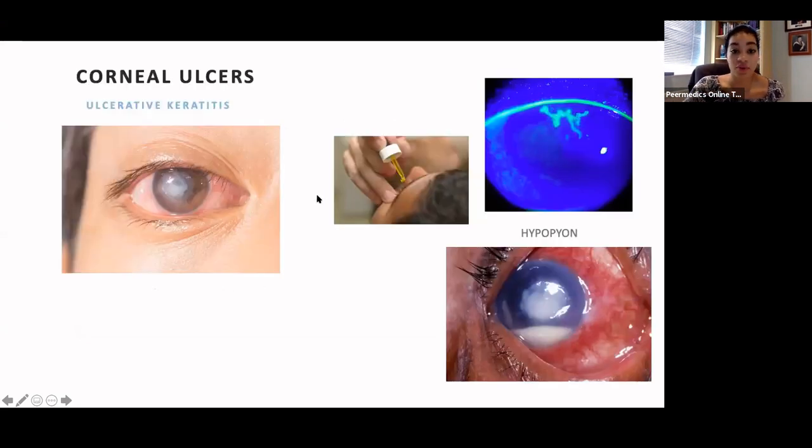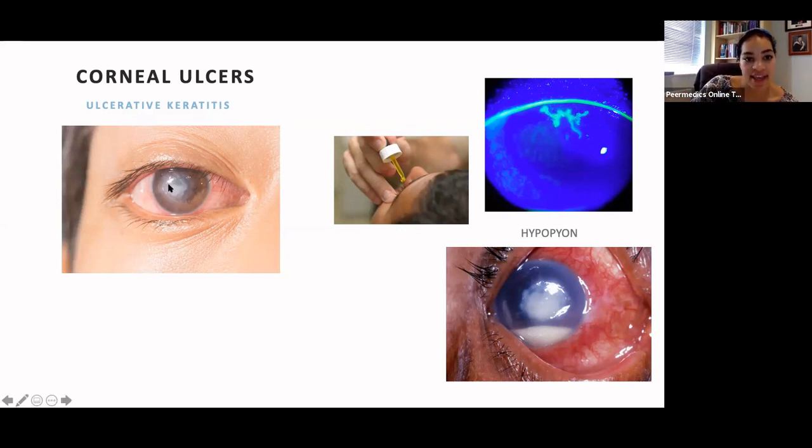Okay, what about ulcers? This is something I don't think was covered that well in the lectures we had about ophthalmology, but it actually came up more than I was expecting, and it's a really serious condition that you don't want to miss. So corneal ulcers. As a general rule, anything that involves the cornea is a keratitis, kera being the prefix. Keratitis means inflammation of the cornea, and ulcerative means it's causing an ulceration.